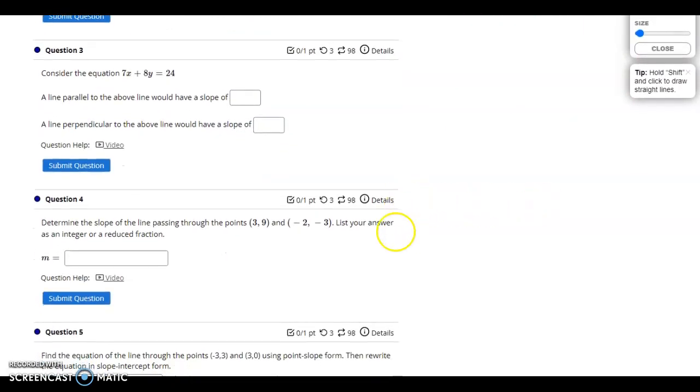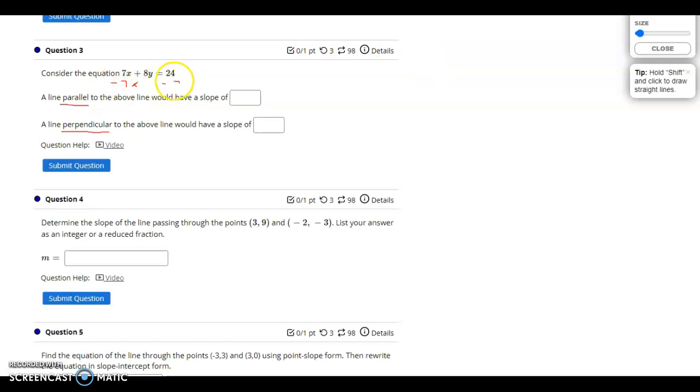Consider the equation 7x plus 8y equals 24. What would a line parallel to that have, or a line perpendicular? Well, we know the slopes are related. If they're parallel, they're the same. If they're perpendicular, they're negative reciprocals. So first thing we need to do is find the slope. So let's solve for y.